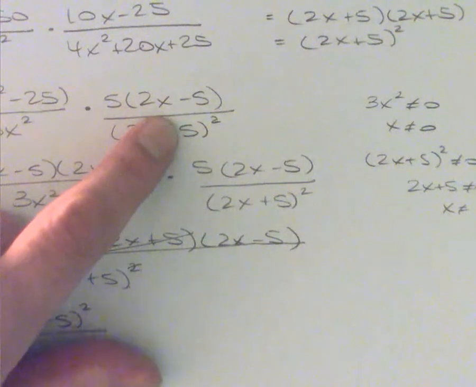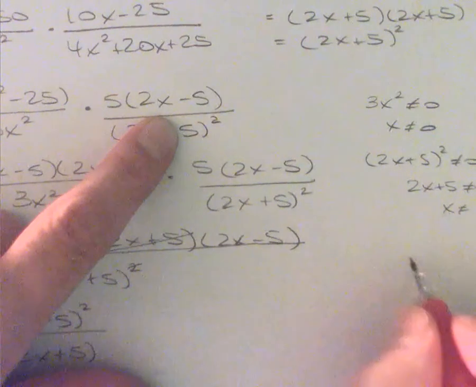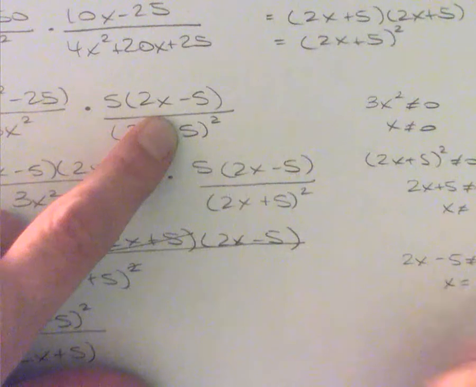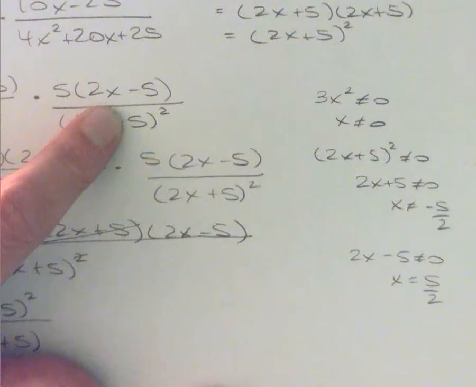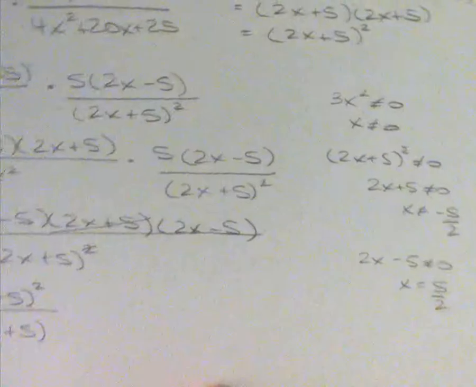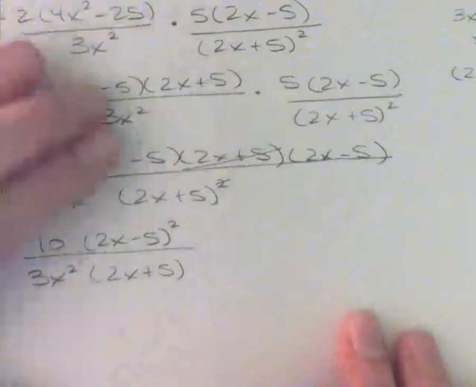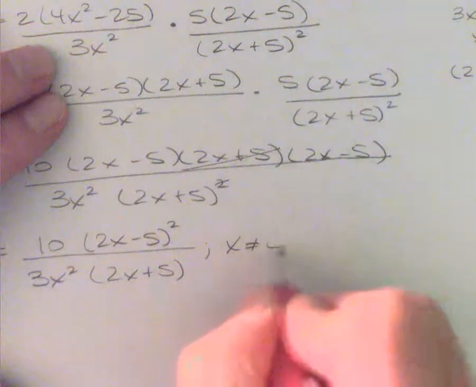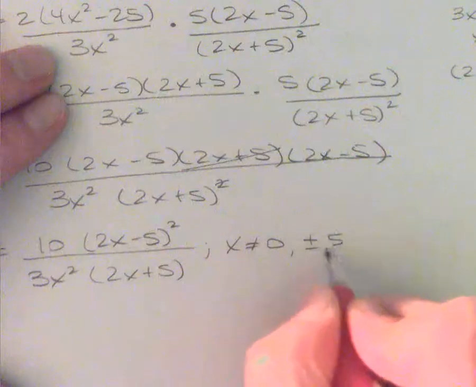This was on the denominator, and so it also has to have a restriction. So I have 2x minus 5 cannot equal 0, so x cannot equal 5 over 2. So now we can state restrictions on the final question. So x cannot be 0 or plus minus 5 over 2.